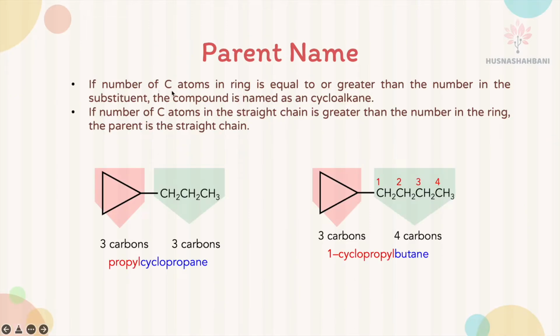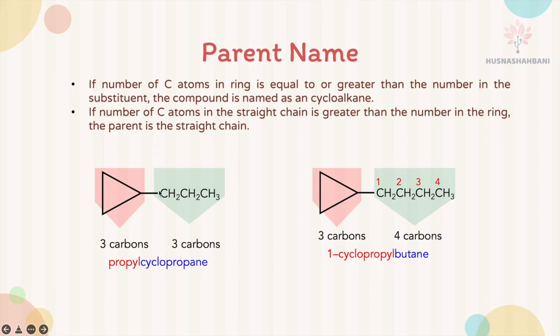Parent name. If the number of carbon atoms in the ring is equal to or greater than the number in the substituent, the compound is named as a cycloalkane. This means the parent is the cycloalkane, not the straight chain. For example here, a 3-carbon cycloalkane and a 3-carbon straight-chain alkane with no cyclic ring. So the parent will be the cycloalkane if the total number of carbons is the same, or if the cycloalkane is greater. So the name of this compound is propyl cyclopropane. The parent is cyclopropane, the parent name at the back, and then the straight chain becomes the substituent: propyl cyclopropane.